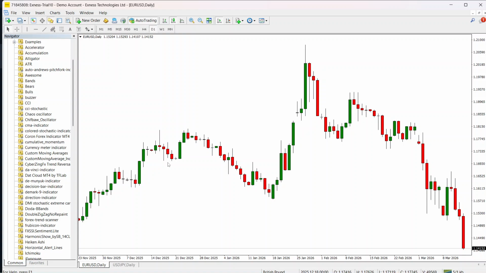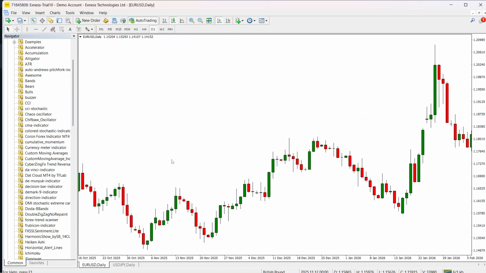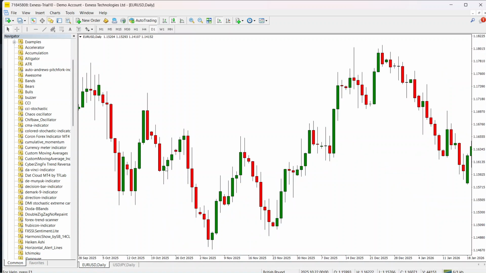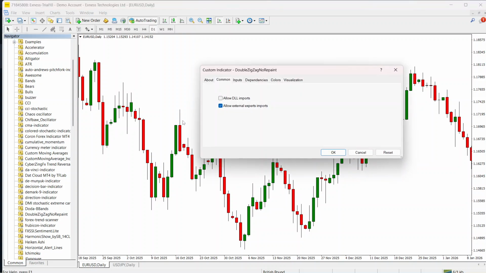Hello traders, today we are looking at the Double ZigZag No-repainting Indicator available from MetaTrader 4 and MetaTrader 5. This tool uses two zigzag analyzers to identify stable pivot points without repainting. I'll load the indicator on the chart so you can see how it looks in real time. Don't forget to allow DLL imports so the indicator will work properly.